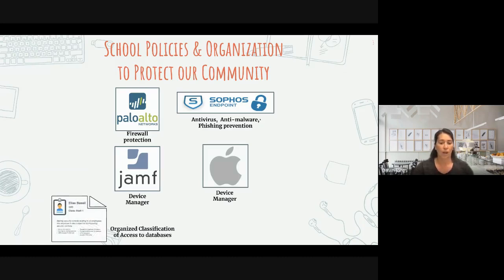And then we have an organized classification of accessing databases. Only people who need to get to wherever they need to access information have those access codes or policies to get there. So there's the community at the top, admin or certain admin, and then everything else is protected. If you think about MySA and the information stored on MySA, not everybody can get to that information.